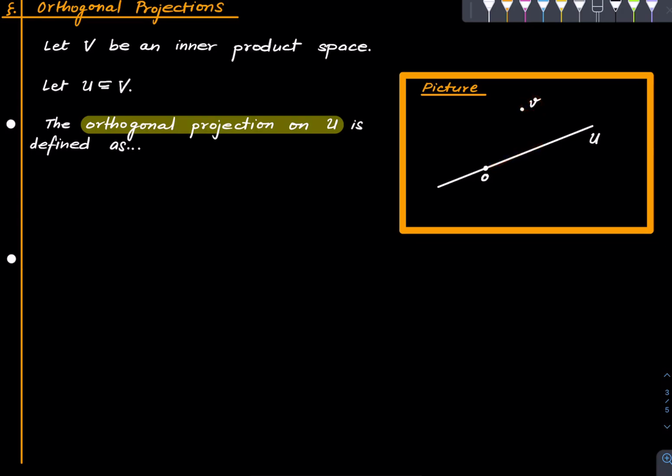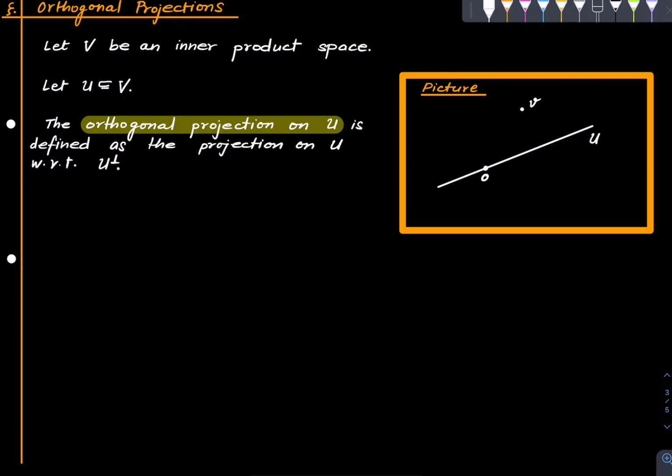So the definition is very simple. All you do is you consider U perp, the orthogonal complement of U, and now take the projection on U with respect to this subspace. You can just think about it and convince yourself that yes, this is the right definition. So the formal definition is as is. The orthogonal projection on U is defined as the projection on U with respect to the orthogonal complement. That's the definition of the orthogonal projection.